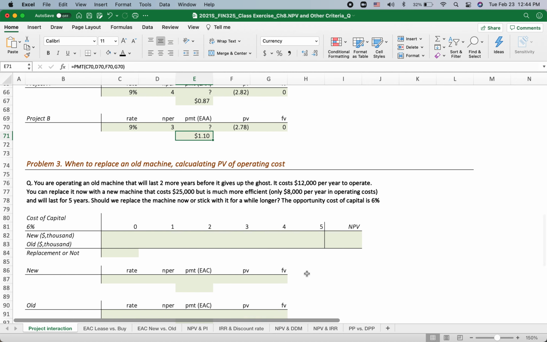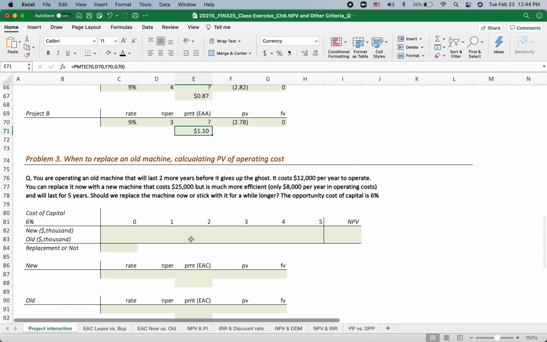Okay. Problem number 3. You want to replace an old machine, calculate the present value of operating cost. You are operating an old machine that will last 2 more years before it gives up the ghost. It costs $12,000 per year to operate. You can replace it now with a new machine that costs $25,000, but is much more efficient, only $8,000 per year in operating cost. Now, it will last for 5 years. Should we replace the machine now or stick with it for a while longer? The opportunity cost of capital is 6%.